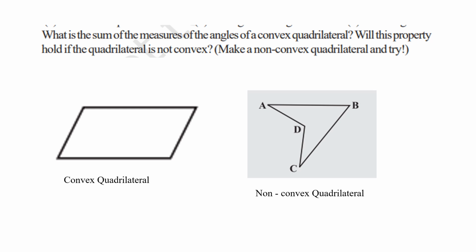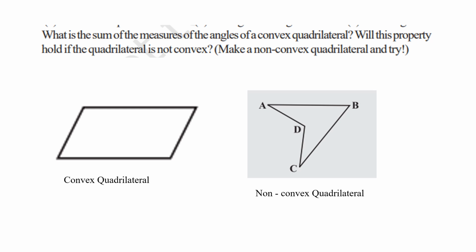Now here I have taken two quadrilaterals. One is convex and one is non-convex quadrilateral. What I have to find over here is the sum of the measure of the angles of a convex quadrilateral, and we have to see whether this property holds true if the quadrilateral is not convex. So we have seen just now that if a quadrilateral is a convex quadrilateral, the sum of the four angles is 360 degree, right? We have seen just now.